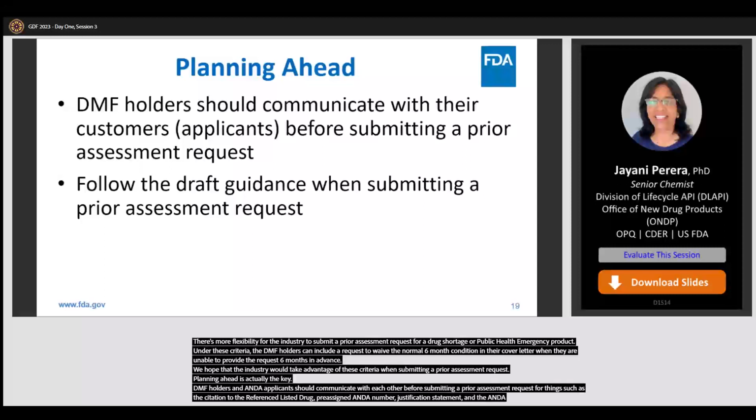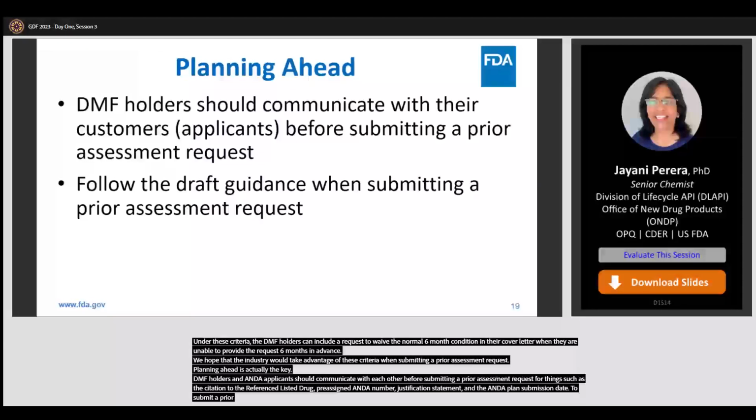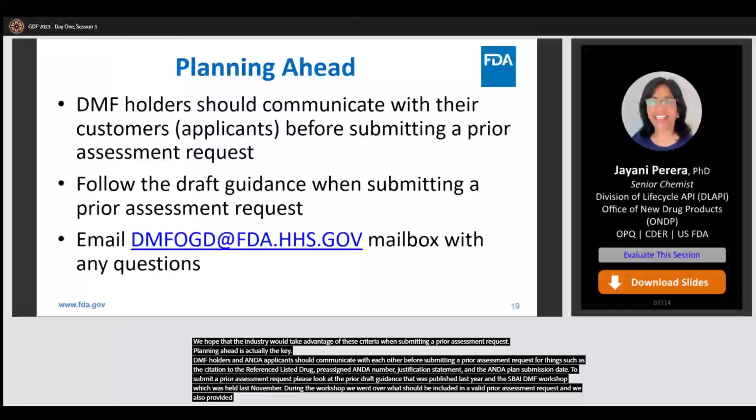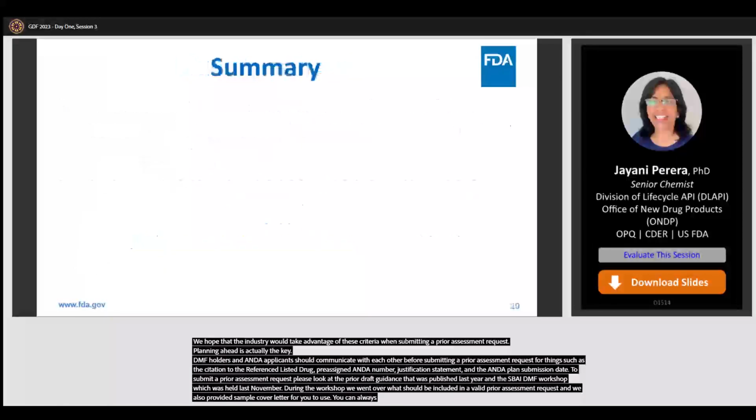To submit a valid prior assessment request, please refer to the prior assessment draft guidance that was published last year and the SBIA DMF workshop, which was held last November. During the workshop, we went over what should be included in a valid prior assessment request. And we also provided a sample cover letter for you to use. And you can always email the DMF OGD mailbox if you have any questions.